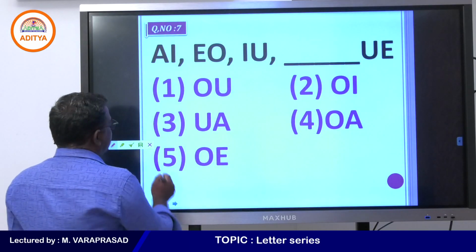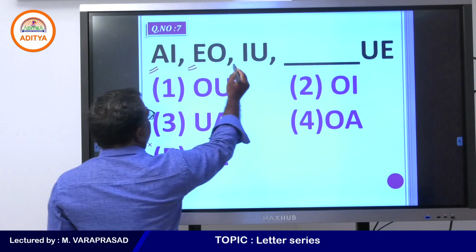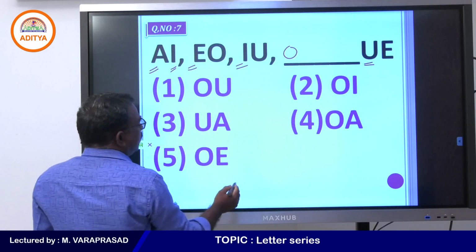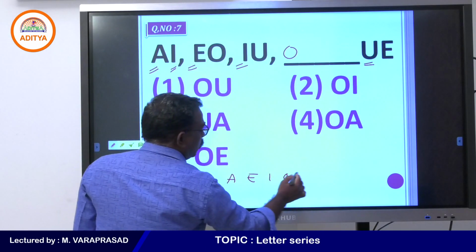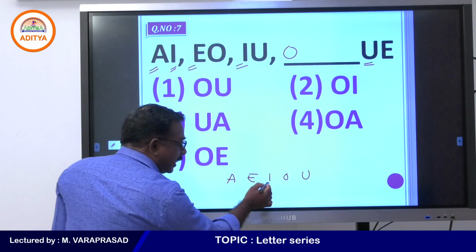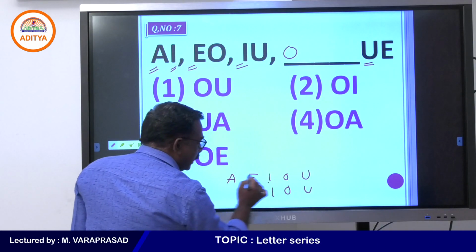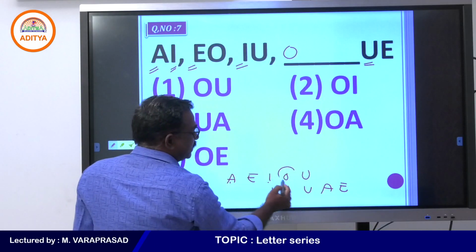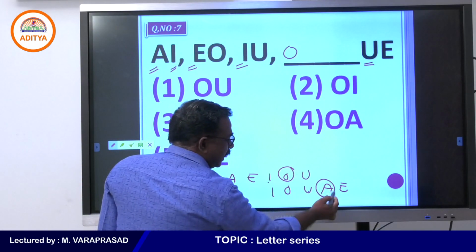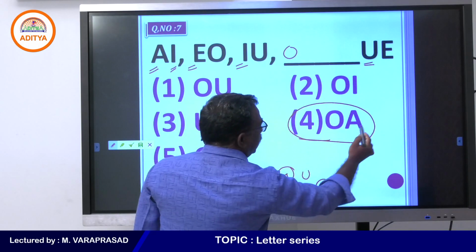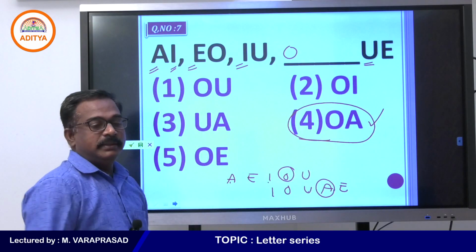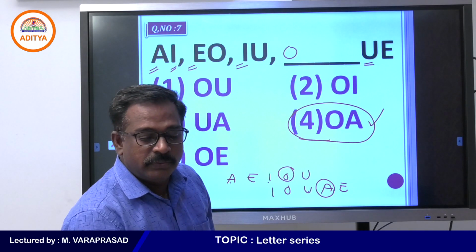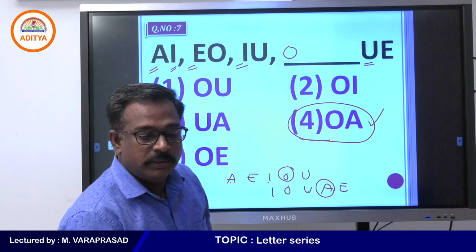How OI? The first letters started from A, E, I, O, U. The second letters started from I, O, U, A, E. So you are asking for the fourth place. The fourth place here is O. The fourth place here is A. So O, A. Not O, I. O, A. Yes, my students, did you get it, all of you?